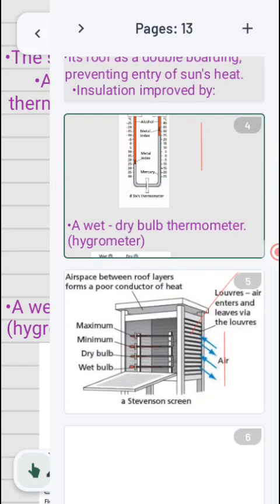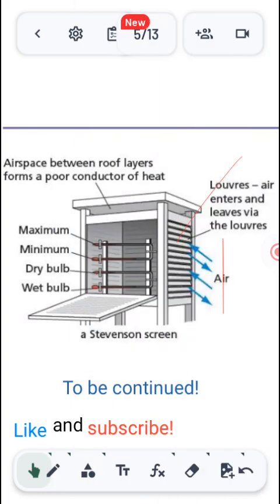And let's recap on what we've learned. The Stevenson screen is a white box at a weather station which stores thermometers: maximum, minimum, dry, and wet bulb thermometers. It has louvered sides to allow free circulation of air. Another thing is that the airspace between the two layers forms a blanket of a poor conductor of heat, since air is a poor conductor.